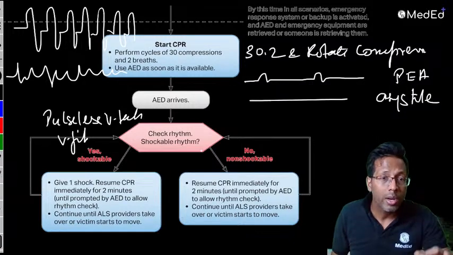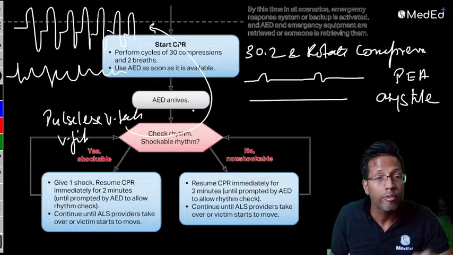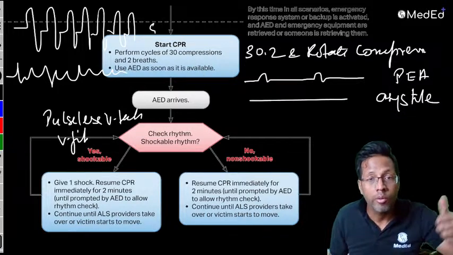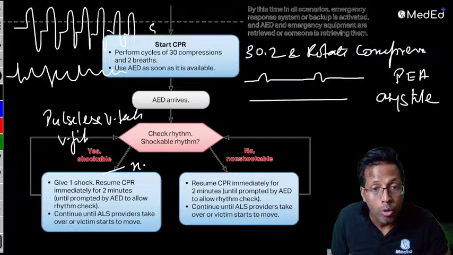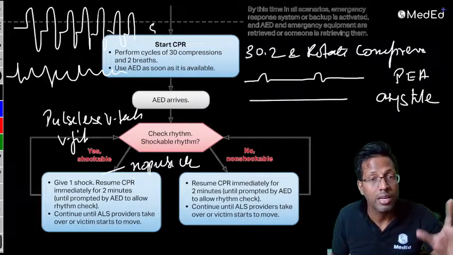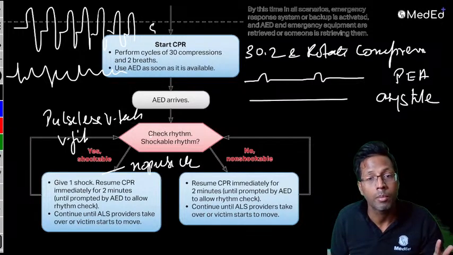When you get pulseless ventricular tachycardia or ventricular fibrillation, you are supposed to give a shock. They are shockable rhythms. After the shock, no pulse check. Immediately resume CPR, 5 cycles of 30:2, and continue the same thing. Rotate the compressor, then check for the rhythm again.